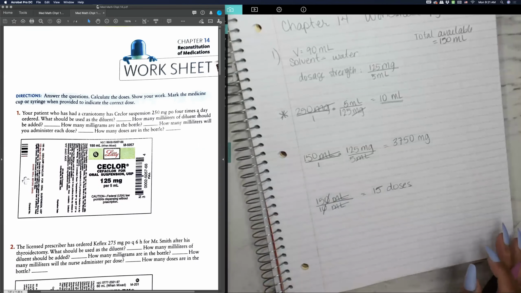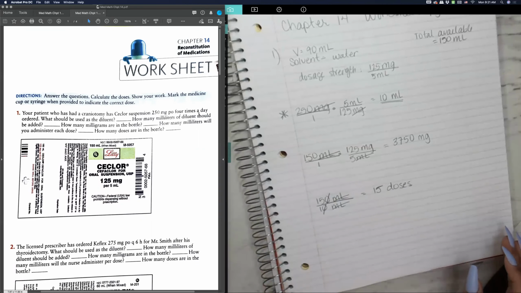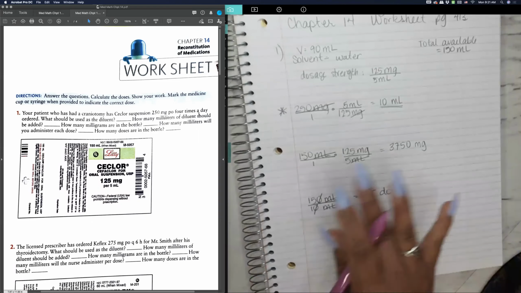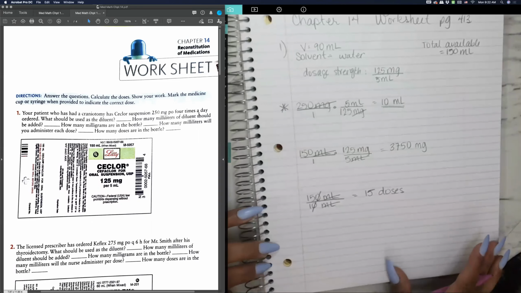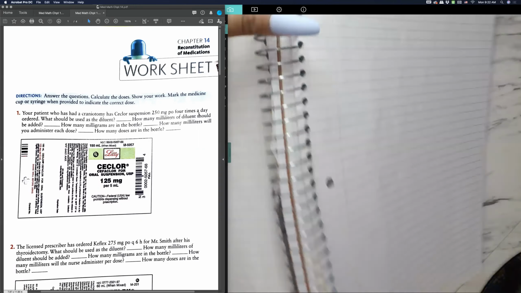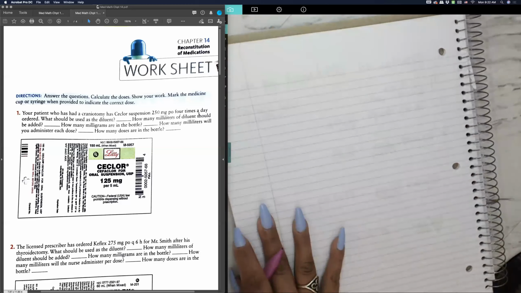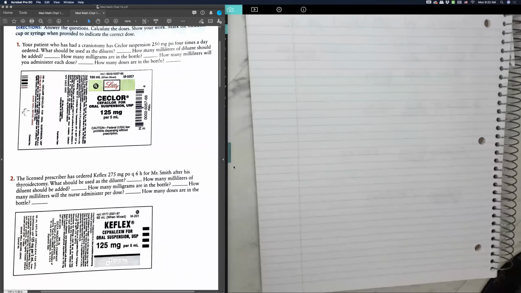Does that make sense, everybody? Yes. Okay, because it's a lot of little parts, but everything is there as long as we're keeping track of it. Okie dokie. Number 2. Are you okay? Yes. Okay.